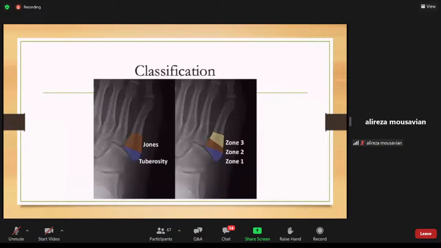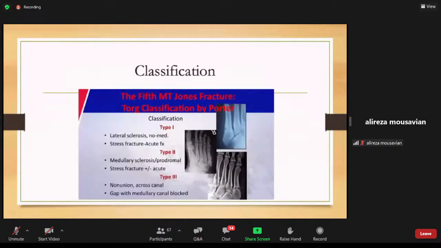On the left picture, you can see the Stewart classification. It classified into 2 types, tuberosity type and joint type. And on the right side, you can see the Lawrence classification, that's very common nowadays. So Zone 1, Zone 2, Zone 3. In Zone 1, the fracture line enters the fifth metatarsocuboid joint. In Zone 2, the fracture line enters the articular surface between the base of the fourth and the fifth metatarsal bones, and Zone 3 is 1.5 centimeters distal to the Zone 2 fracture.